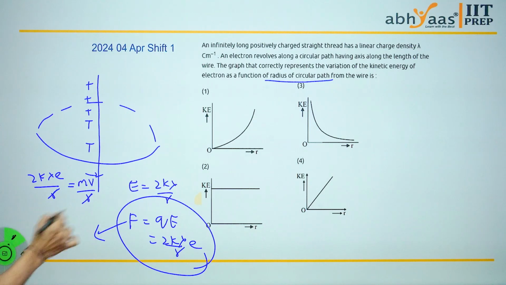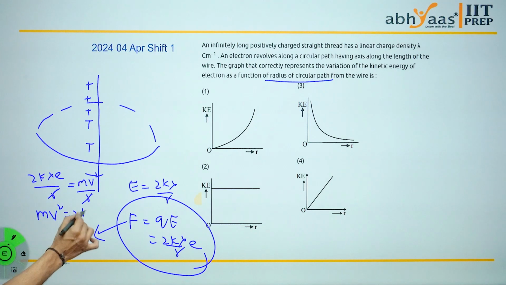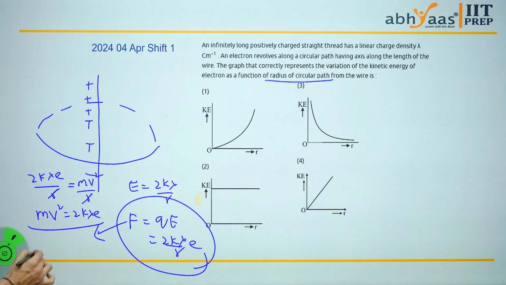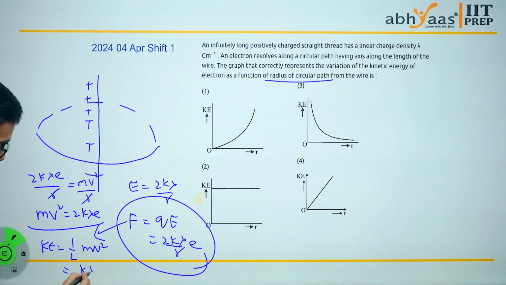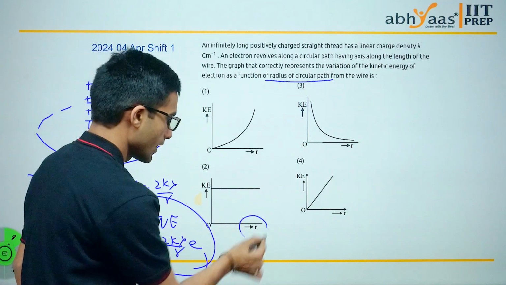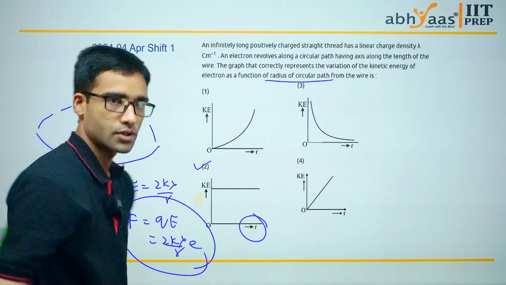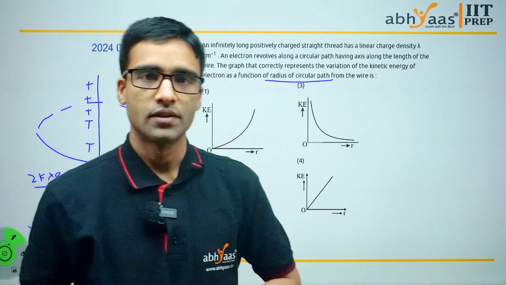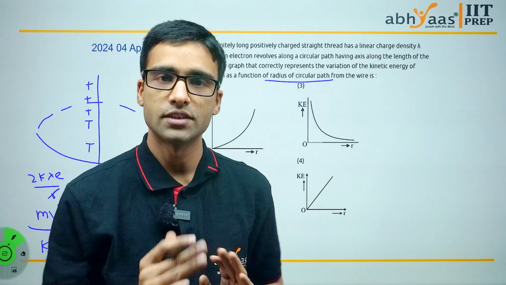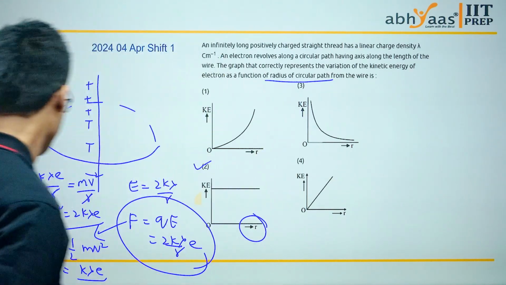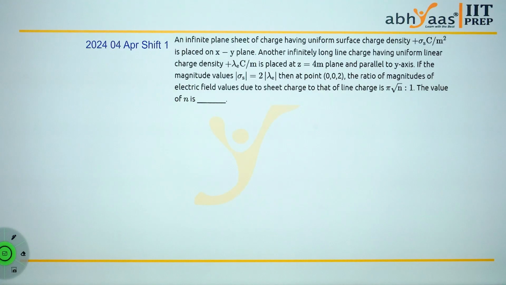r gets cancelled, so you know that mv² is equal to 2kλe. But what we want is kinetic energy, which is half mv². If you divide this by 2, you will get kλe. So there is no influence of radius. That means kinetic energy is constant and does not depend on the radius. This is the right option. Simple thing.